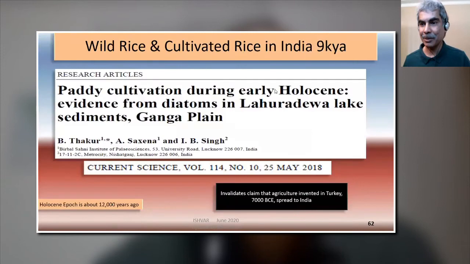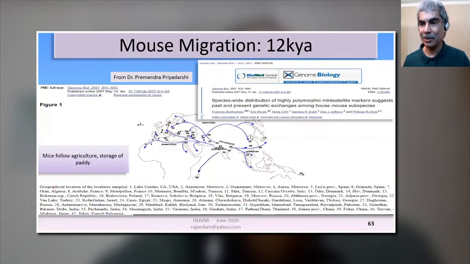Then this paper that came out in 2018 in Current Science says there was paddy cultivation in the Ganga plain at a very ancient period of time. This invalidates the claim that agriculture was invented in Turkey, 7000 BC, and spread to India. So it appears that there's already paddy and other things growing in India in that time frame.